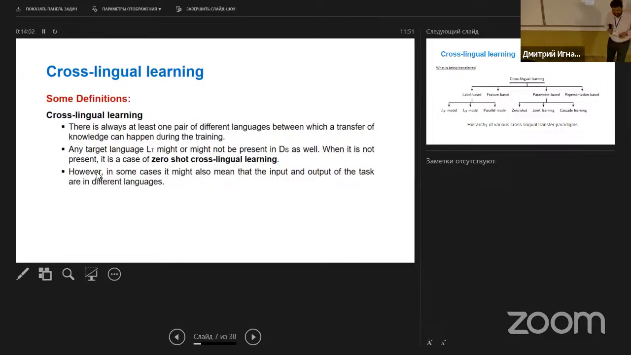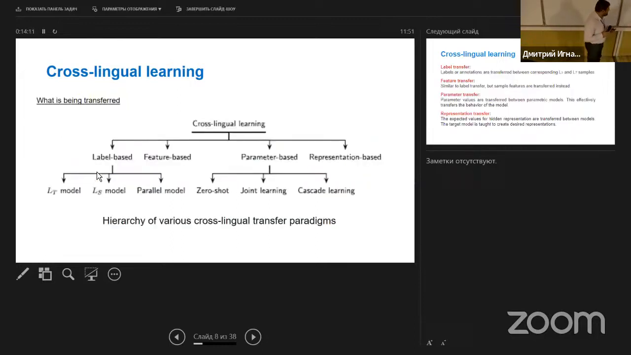But usually in some cases, we have the input and output of the task in different languages. What is being transferred? We want to know why, how, and what we are going to transfer from one source language to the other target language. So there are mainly four types of approaches under the paradigm of cross-lingual learning. The first one is label-based, then feature-based, parameter-based, and representation-based.